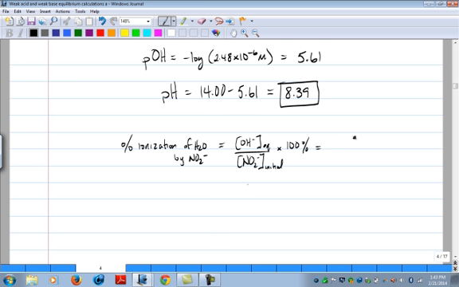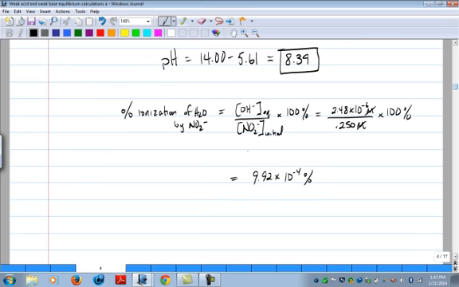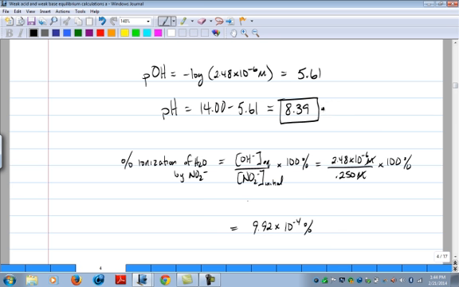So 2.48 times 10 to the minus 6 molar over 0.250 molar times 100. Very small number. 9.92 times 10 to the minus 4 percent. So practically no ionization, very little bit, but enough to keep the pH from being 7. It's slightly basic, 8.39.